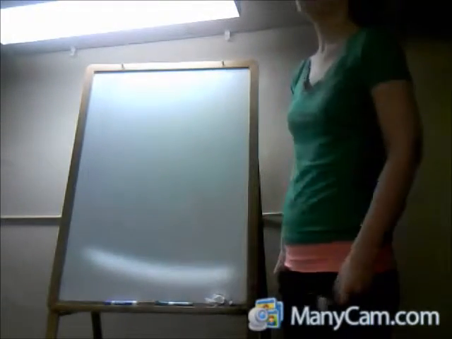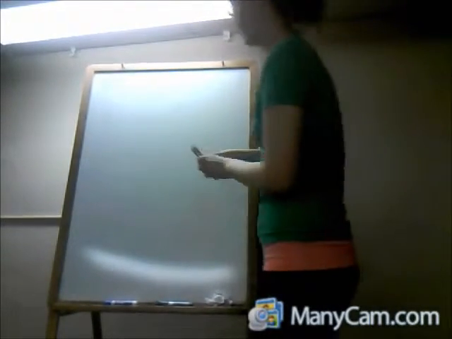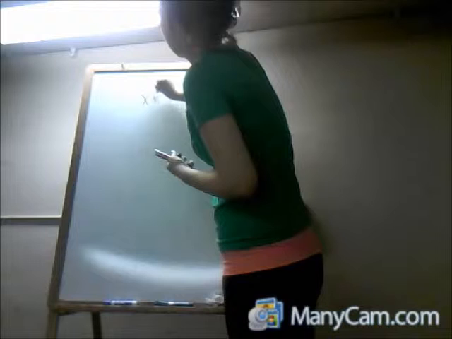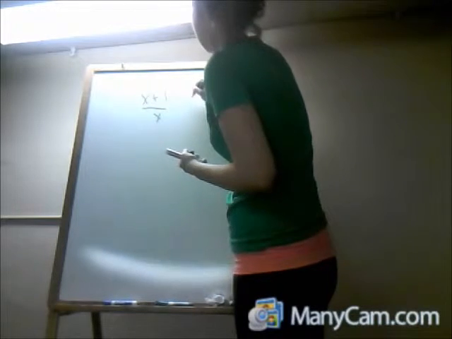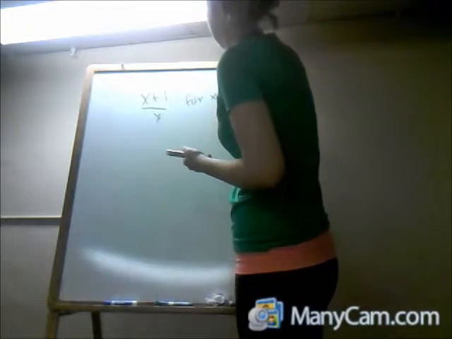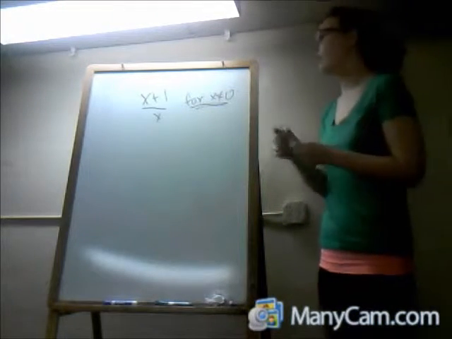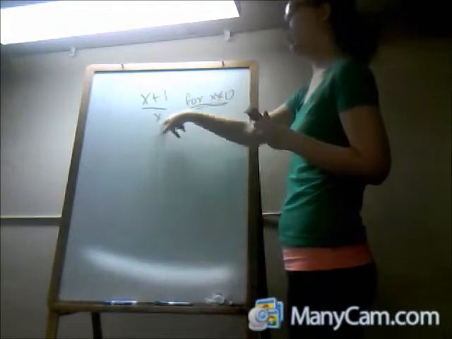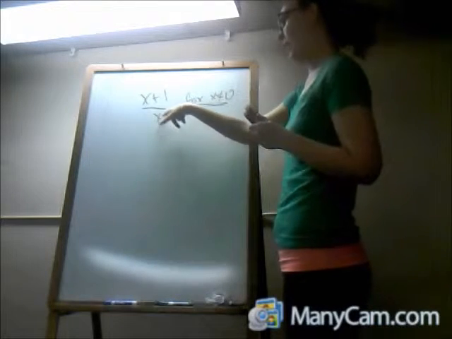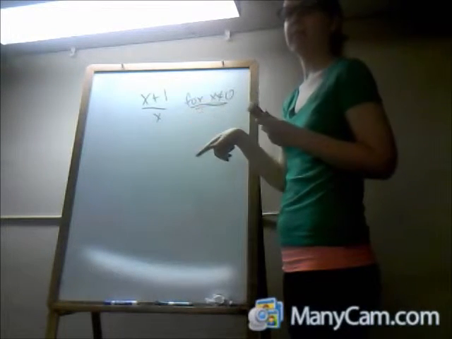Sometimes they say something like, evaluate this function x plus 1 over x, for x does not equal 0. And you might be like, why is this here? I don't get it. But they're just saying that because if you put 0 in the denominator, that's going to make this undefined, because you can never have something over 0.